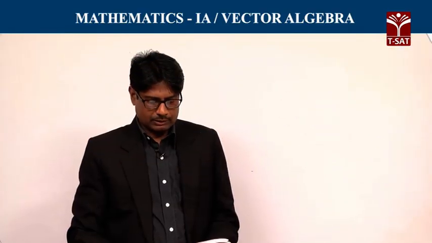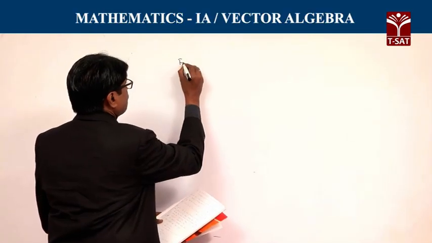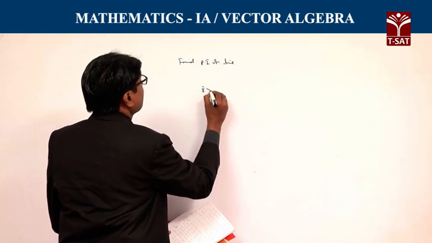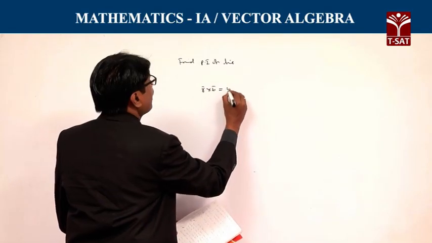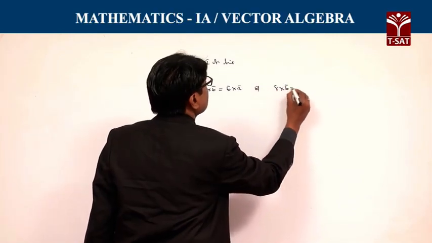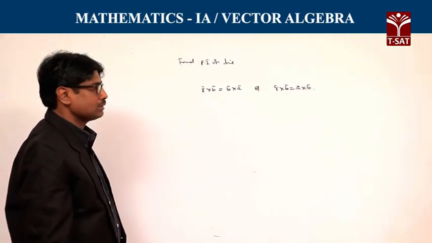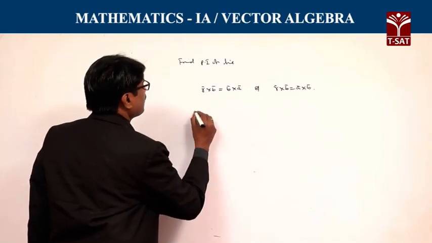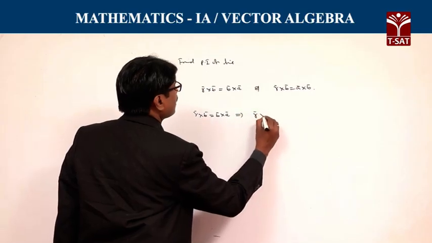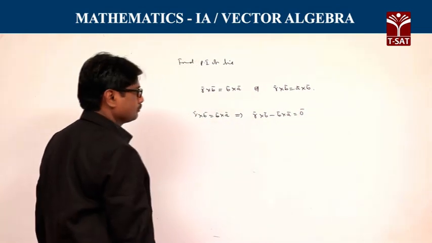Find the point of intersection of the lines. Find point of intersection of lines R bar cross B bar is equal to B bar cross A bar and R bar cross B bar is equal to A bar cross B bar. Find the point of intersection of these two lines. First line R bar cross B bar is equal to B bar cross A bar, and this implies R bar cross B bar minus B bar cross A bar is equal to 0 bar.